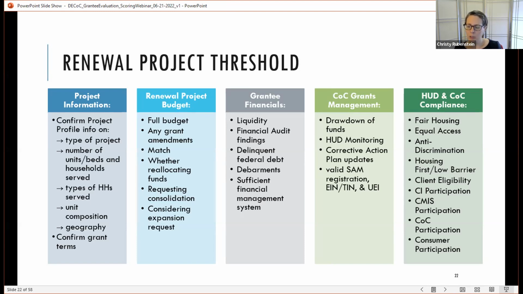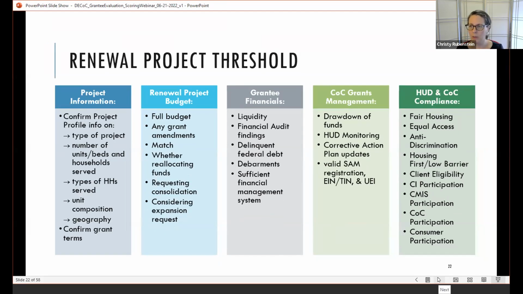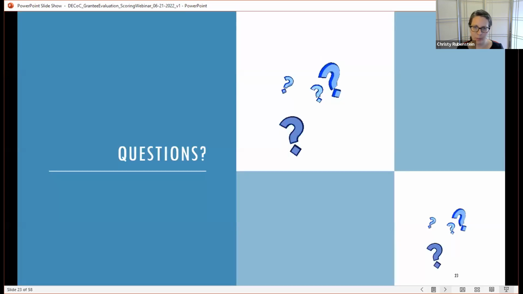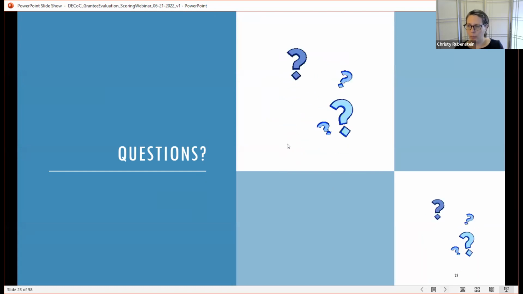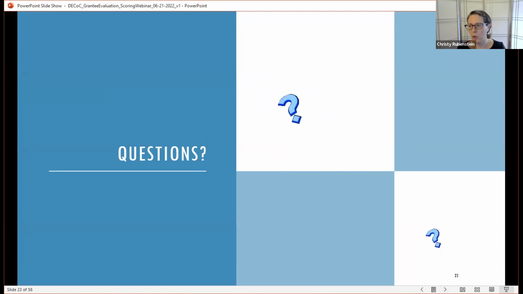HUD and CoC compliance issues will be covered. This is, again, should be fairly familiar territory for anybody who's done the application in the past, but it will cover fair housing, equal access, anti-discrimination, housing first and low barrier, client eligibility, CMIS participation, CI participation, CoC participation, and last but definitely not least, consumer participation on your agency's board. All right, so those are the threshold items that will be reviewed in that threshold section. Any questions before we jump into the performance evaluation section?